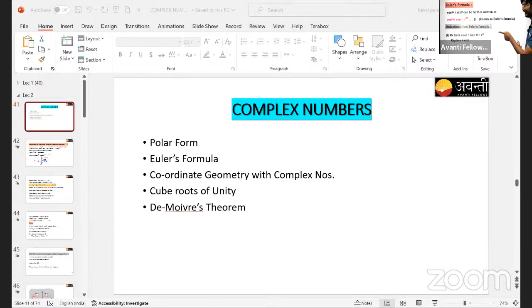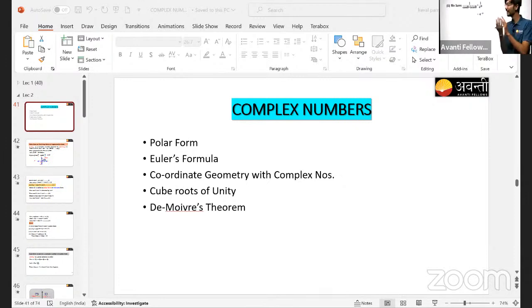This is e raised to i theta. So if I replace i with minus i, I'll get cos theta minus i sin theta, which is e raised to minus i theta. So this is the standard result. Two results we have to remember: e raised to i theta and e raised to minus i theta. Got it?